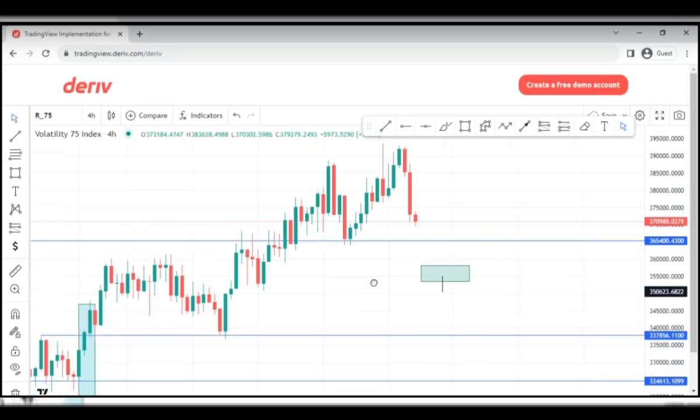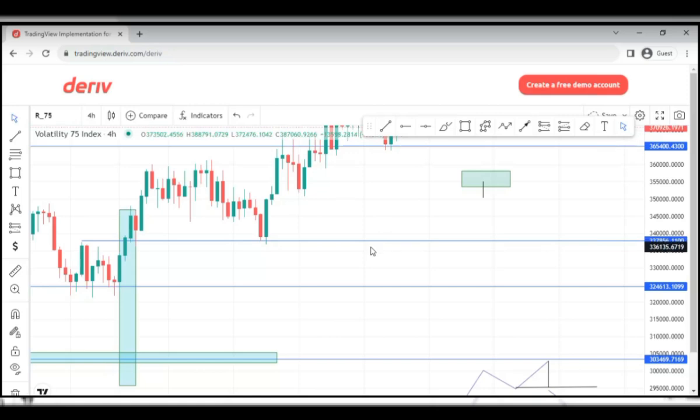All right, so what else do we have? We have the three black crows, which is just vice versa of the three white soldiers. That's three candlesticks going bearish consecutively. Then we have common patterns to look out for to determine trend direction.